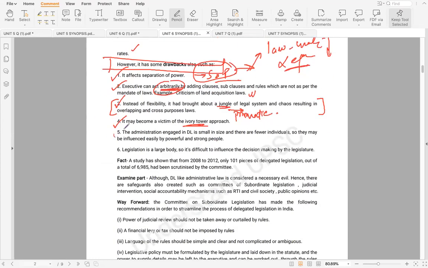The administration engaged in delegation is small in size, and there are fewer individuals, so they may be influenced easily by powerful and strong people. Sixth, the legislature is a large body, so it's difficult to influence decision making by the legislature. This is basically a confirmation of this point. We can try to come up with some facts.